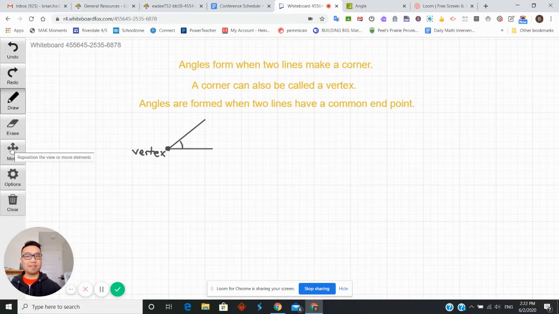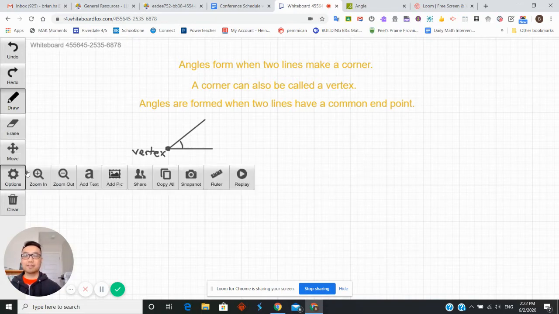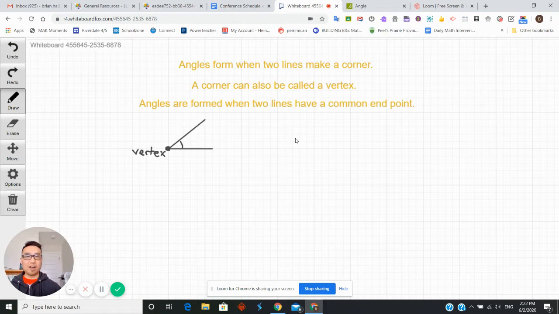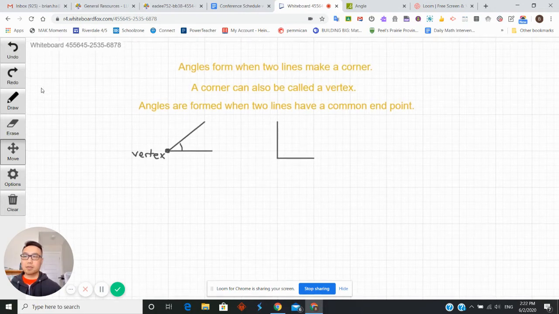Let me draw some other examples of angles. I'm drawing two lines that meet to make a corner. So here's one line. Here's a second line. They meet at a corner. So I have an angle.